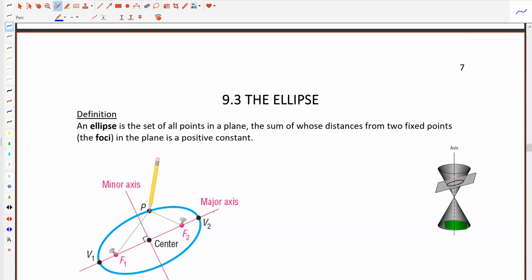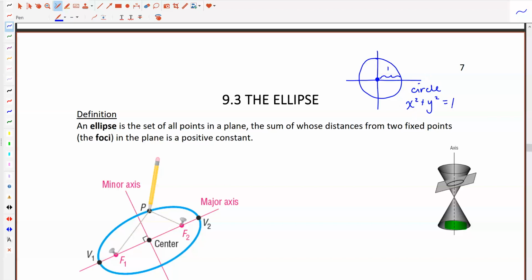So, a very generic circle. We'll center it at the origin. We'll give it a radius of 1. So this circle would have the equation x squared plus y squared is equal to 1, right?